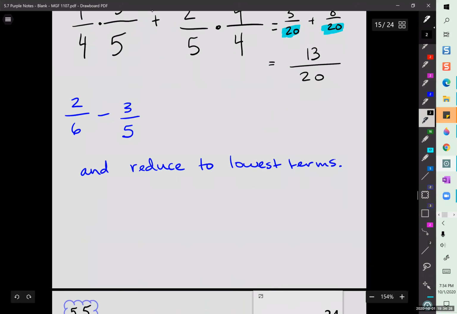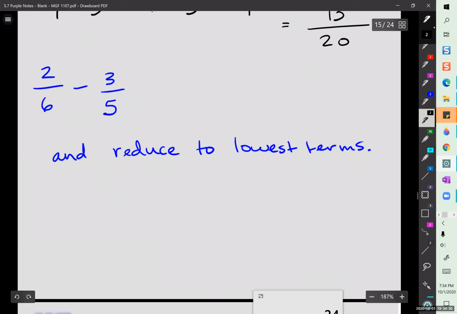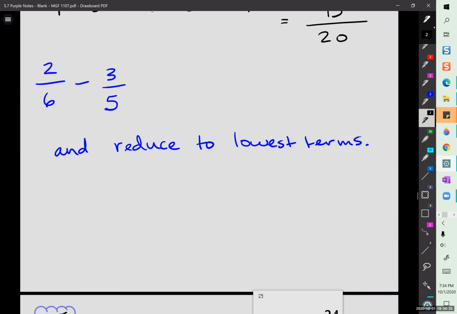So why don't y'all work on the next one on your own? And when you get your answer reduced to lowest terms, type it in the chat.